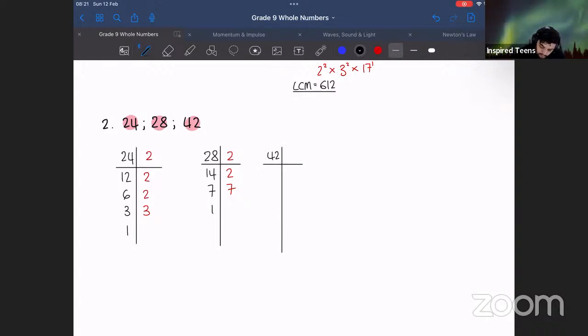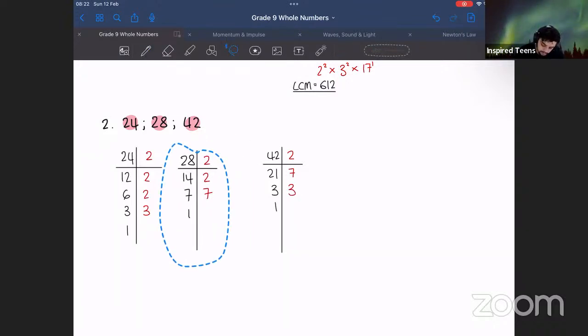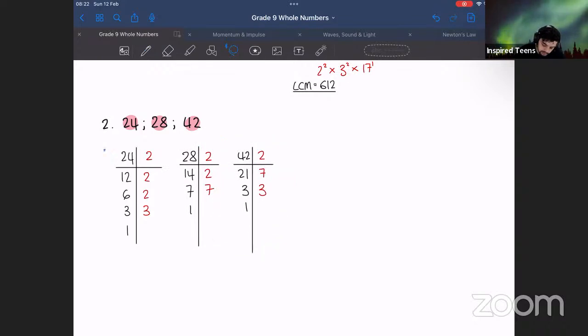So 42, of course, I can divide by 2. I'm left with 21, which I cannot divide by 2. However, I can actually divide it by 7, which is a prime number. I'm left with 3, and I can divide 3 by itself to give me 1, and we are done. Let's just copy this for LCM.